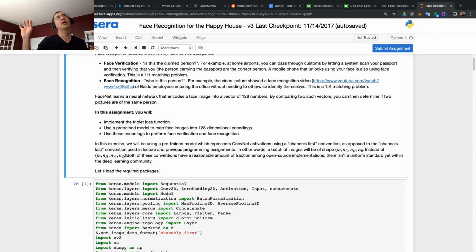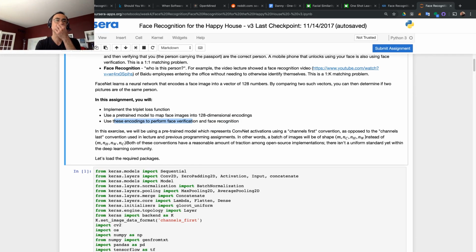Because that's the objective function, once you minimize it, you know whether that person is supposed to be there or not, whether the person is the right person, the claimed person, right? And then we use this encoding to perform face verification and face recognition.